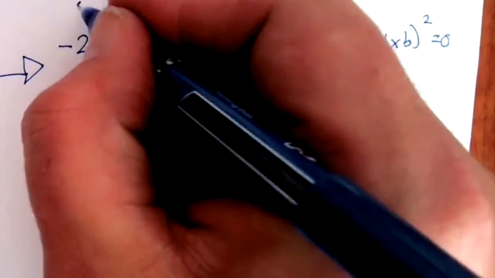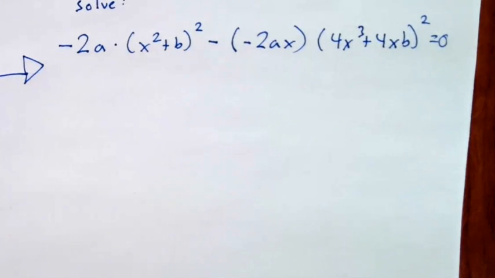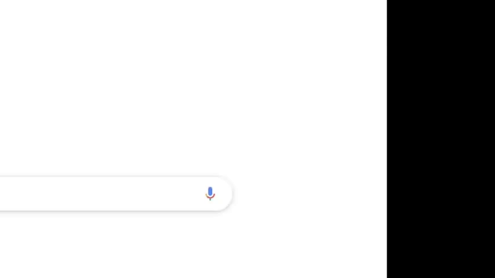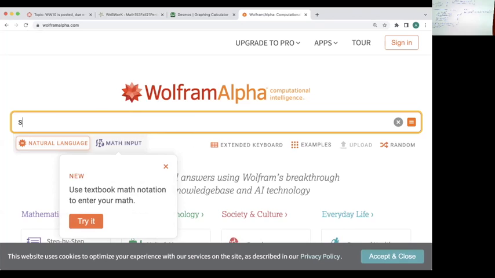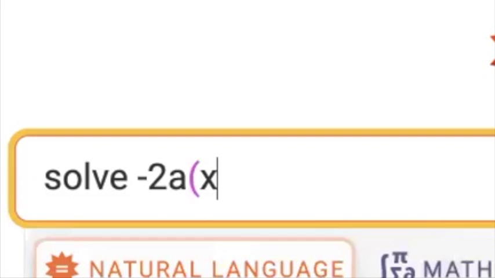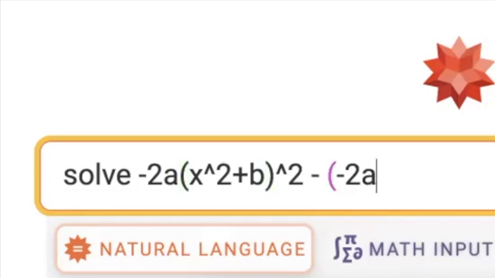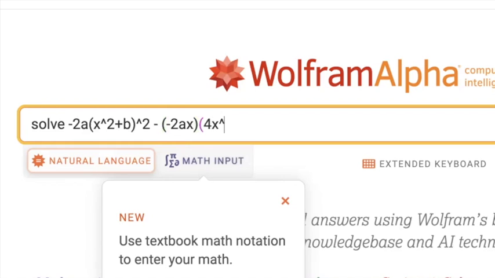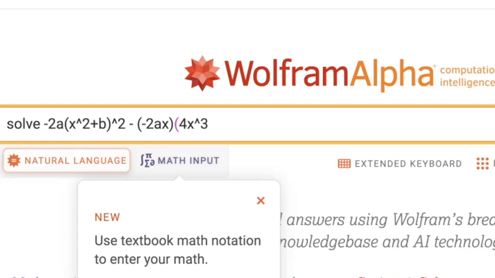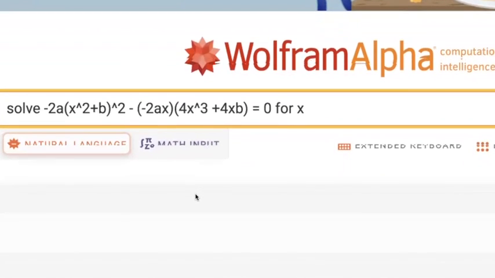Now I could solve this purely with algebra, but I'm going to instead use a computational tool at this point because this is exactly the kind of thing in the real world where you would use that type of thing. Pull out Wolfram Alpha, and now I want to tell Wolfram Alpha that I want to solve negative 2a times x squared plus b minus negative 2ax times, oh, and I just realized I made a mistake here. This should not have been squared on this equation. My apologies. Times 4x cubed plus 4xb is equal to 0. And let's see if it can do it. I bet it can. Great.